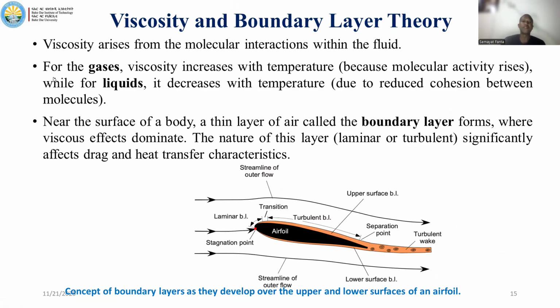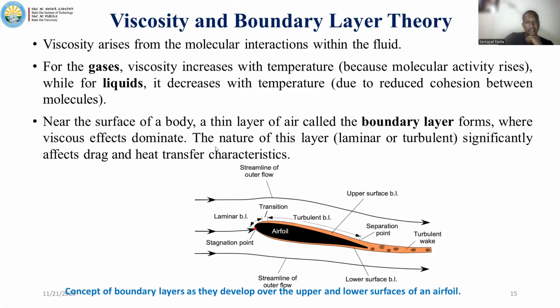Near the surface of the body, there is a thin layer of air called the boundary layer. As we see here, this is the aerofoil. On it, we have a lower surface and an upper surface. There is a point where the flow velocity is zero, which is called the stagnation point. This is just explaining the boundary layer.